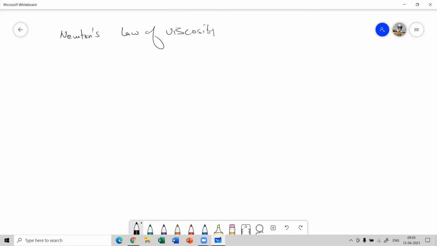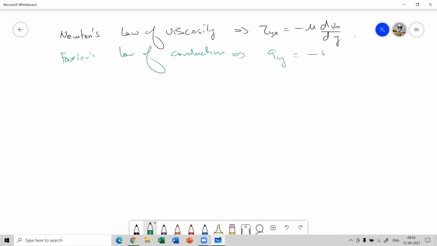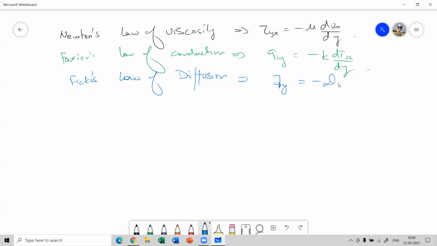Newton law of viscosity, which is tau yx is minus mu dux by dy. If you look at Fourier's law of conduction, that is qy is minus k dT by dy. And if you look at Fick's law of diffusion, that is J_A y is minus D_AB d rho A by dy.